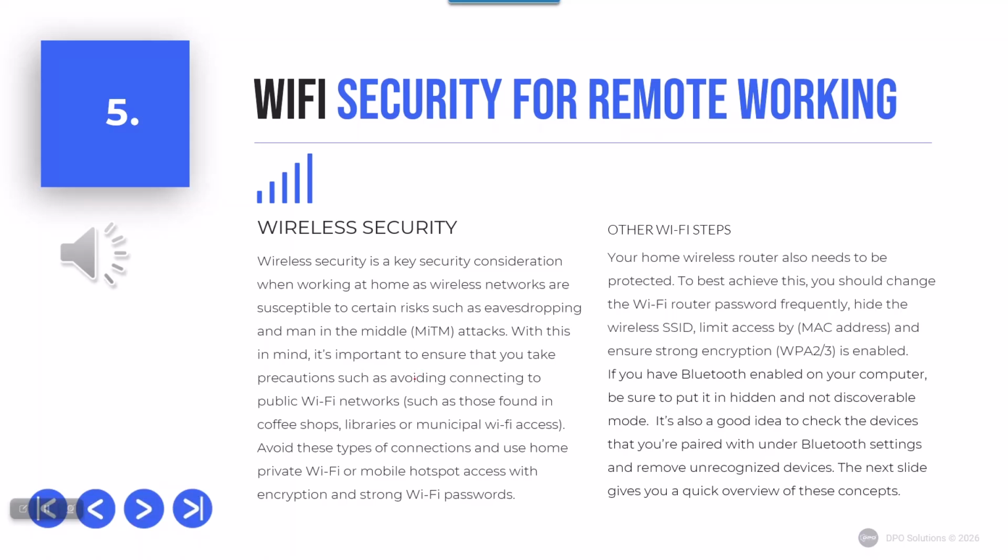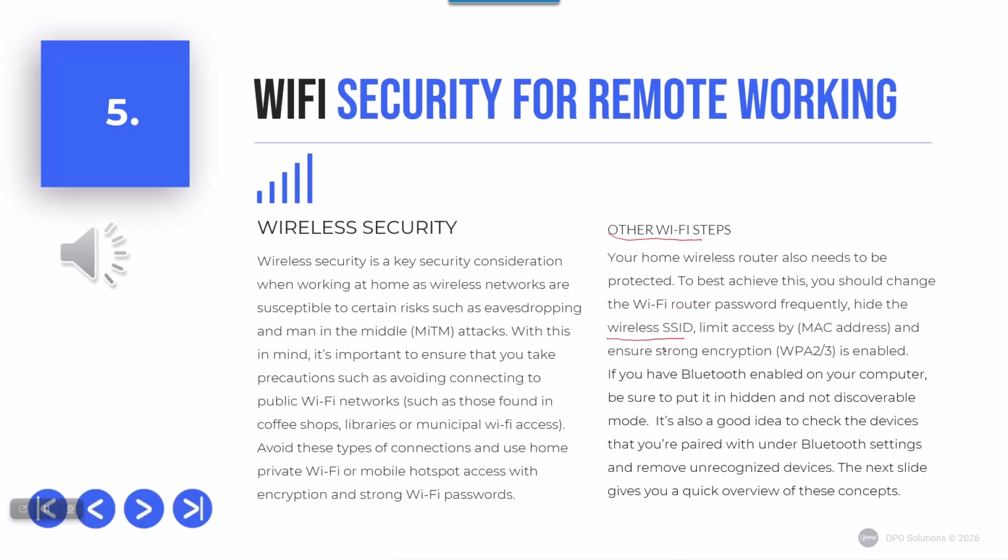So avoid these types of connections and use home private Wi-Fi connections or mobile hotspot access with encryption and strong Wi-Fi passwords. Other Wi-Fi steps to consider: your home wireless router should be protected with strong encryption. The password should be set to a strong one, preferably 16 characters now as the recommendation goes. You want to think about hiding the wireless SSID. That's the network ID that the wireless home network is broadcast on.